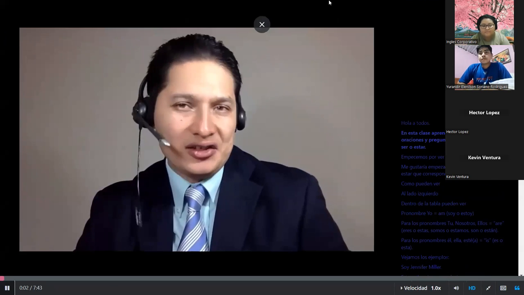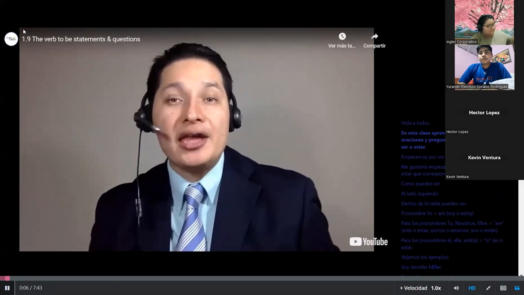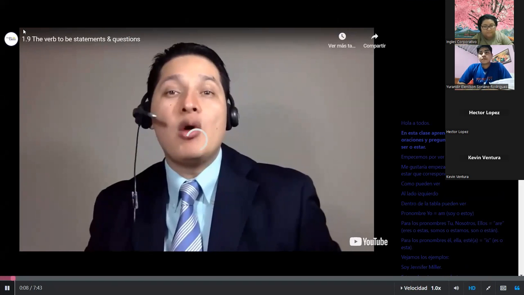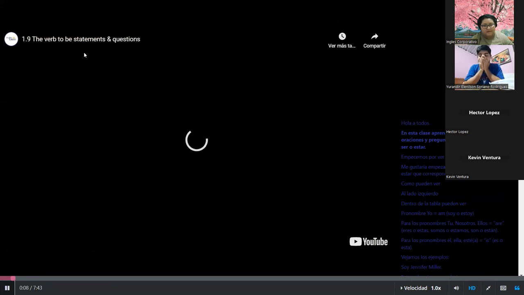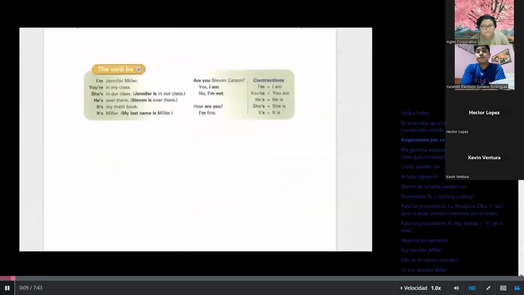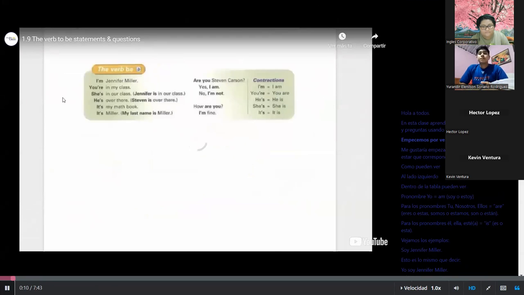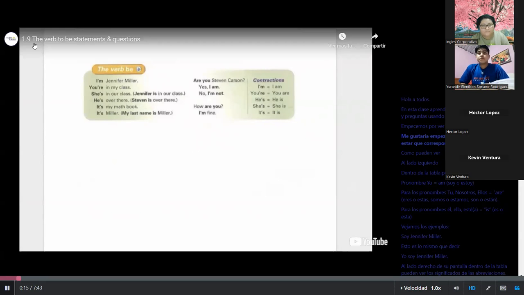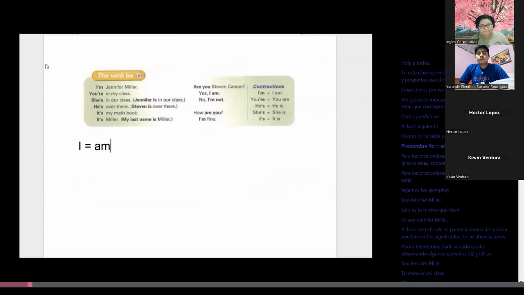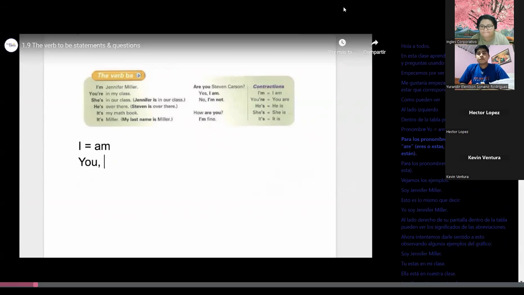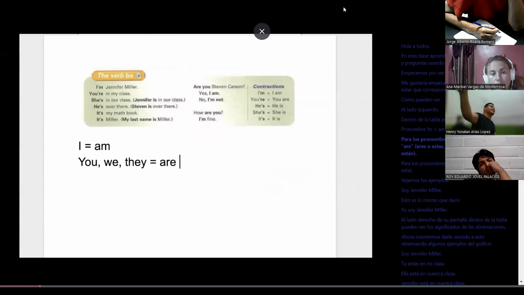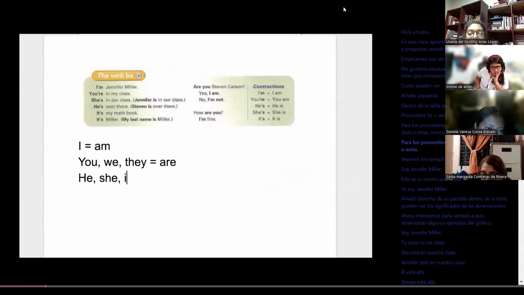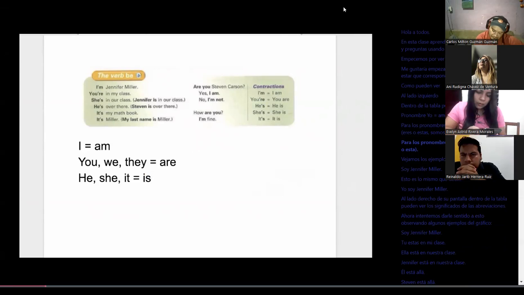Hi everyone. In this class you'll learn how to form statements and questions using the verb to be. Let's get started by looking at the image on your screen. I would like to start by explaining the verb to be, which corresponds to each pronoun. As you can see, towards the left-hand side of the chart, the pronoun I will be equal to am. For the pronouns you, we, and they, you're going to use are. And for the pronouns he, she, and it, we're going to use is.